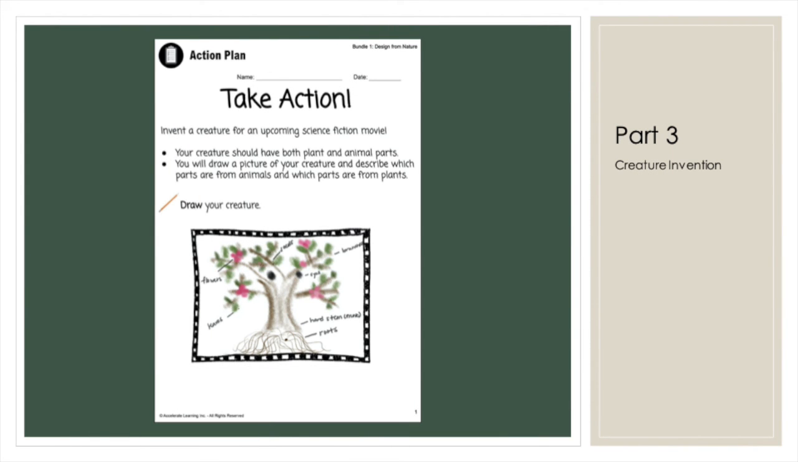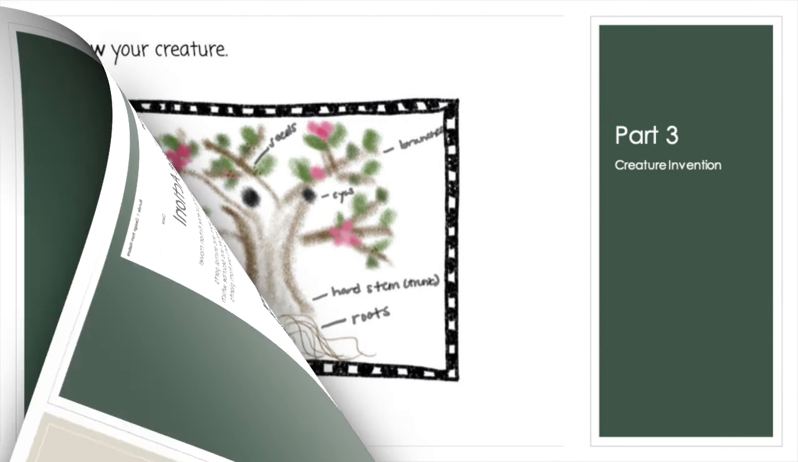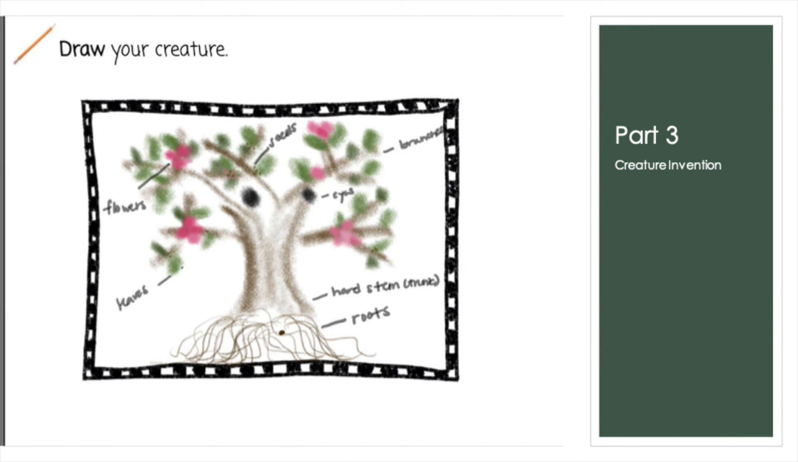This says, take action, invent a creature for an upcoming science fiction model. Your creature should have both plant and animal parts. You will draw a picture of your creature and describe which parts are from animals and which parts are from plants. In my picture below, I used different plant parts and animal parts for my invention for this science fiction movie. Let's take a closer look to see what I wrote with my labels. Here is my invention. I have a tree, and I have put lots of labels to show which parts are animal parts and which parts are plant parts.